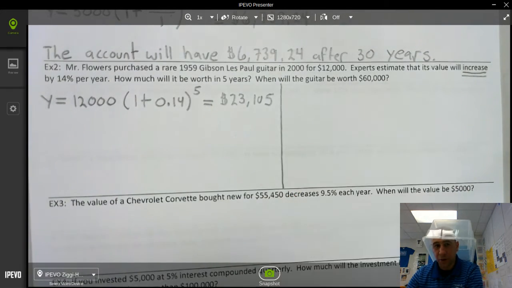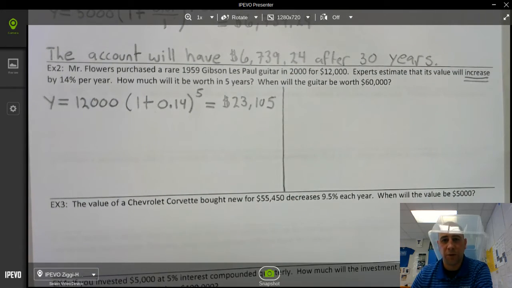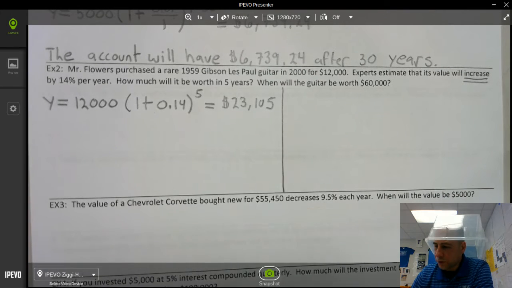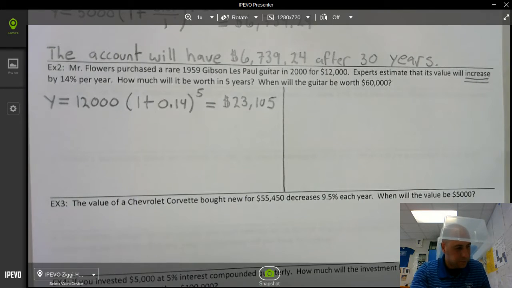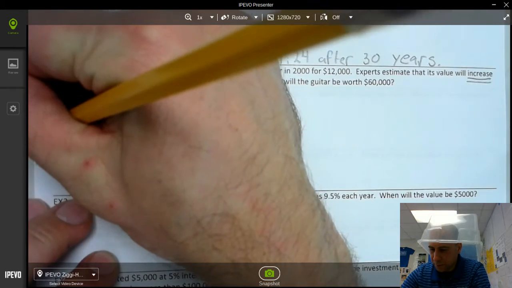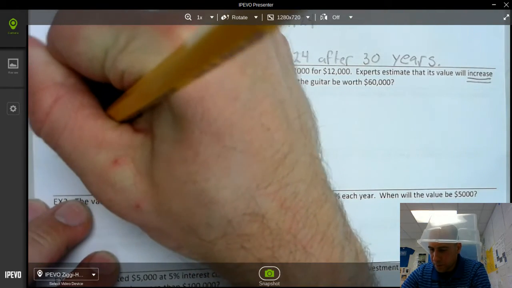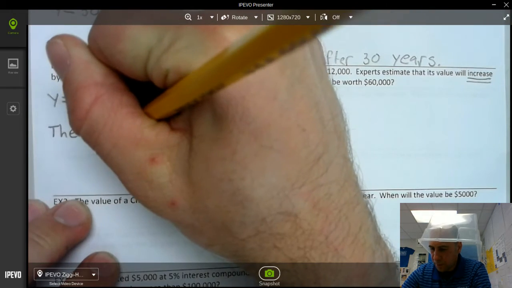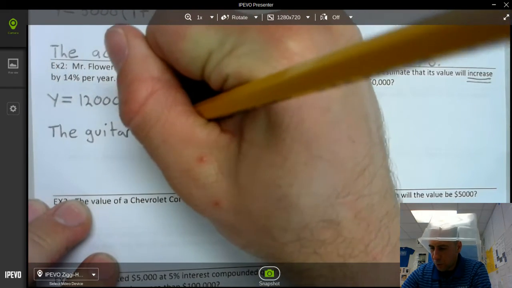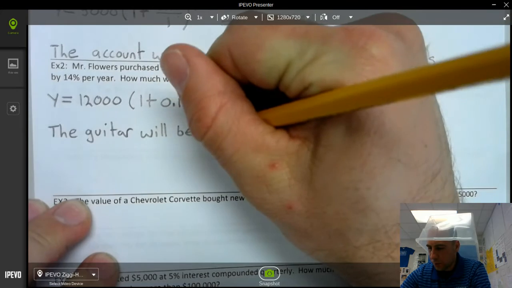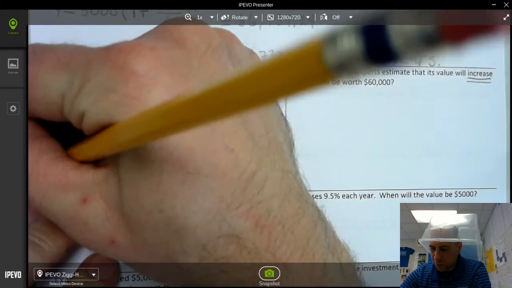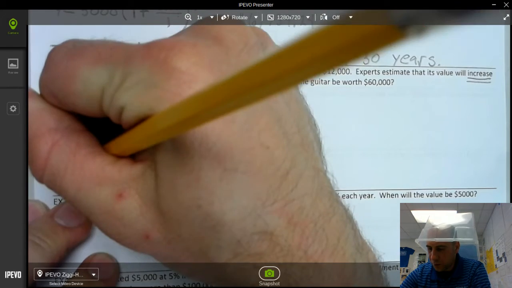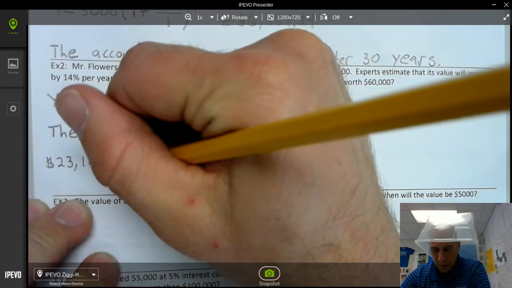All right, so again, as always, when you answer a word problem, you're going to write your conclusion in a sentence. So it says, how much will it be worth in 5 years? So you would say, the guitar will be worth $23,105 after 5 years.